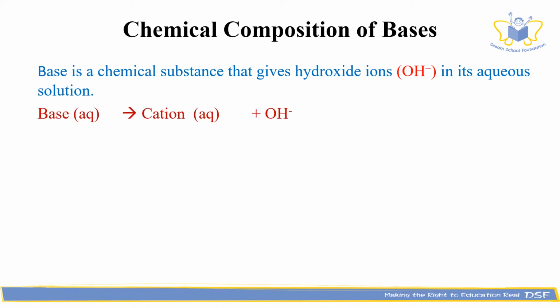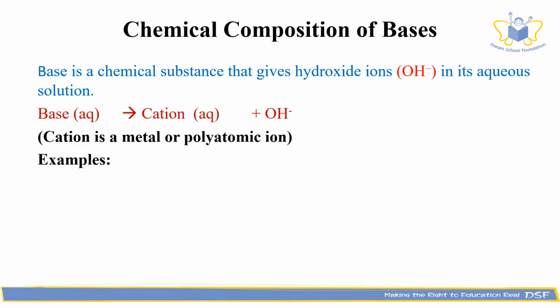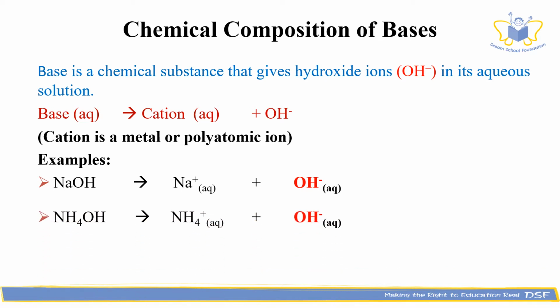Base in its aqueous solution gives cation plus OH minus. Cation is a metal or polyatomic ion. Examples: NaOH gives Na plus plus OH minus in its aqueous solution. NH4OH gives NH4 plus plus OH minus in its aqueous solution. Bases soluble in water are called alkalis.